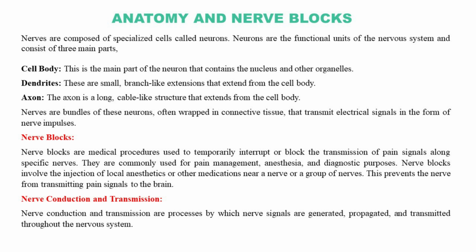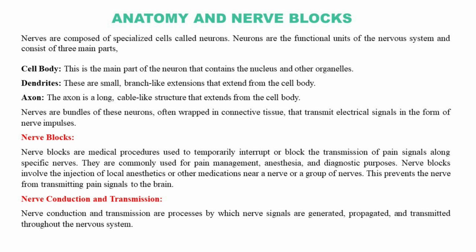Anatomy of nerves. Nerves are composed of specialized cells called neurons. Neurons are the functional units of the nervous system and consist of three main parts. 1. Cell body. This is the main part of the neuron that contains the nucleus and other organelles. It processes information received from other neurons and decides whether to generate a signal. 2. Dendrites. These are small, branch-like extensions that extend from the cell body. Dendrites receive signals from other neurons and transmit them to the cell body.